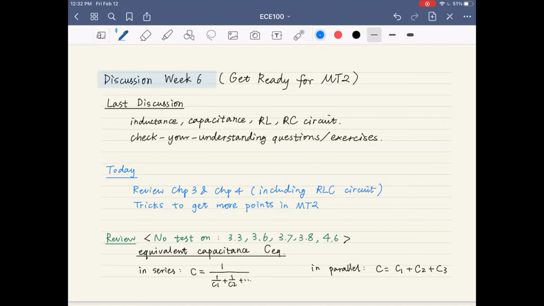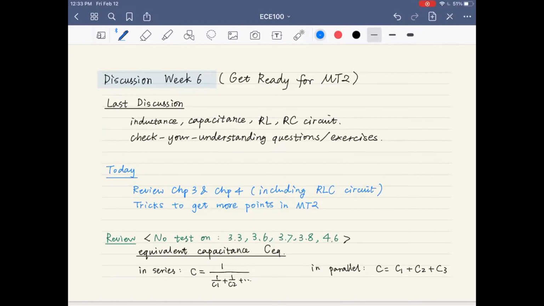The discussion today is to help you get ready for Midterm 2. In the last discussion, we talked about inductance, capacitance, RL and RC circuits, and some check-your-understanding questions and exercises. Feel free to check it out when you have time.